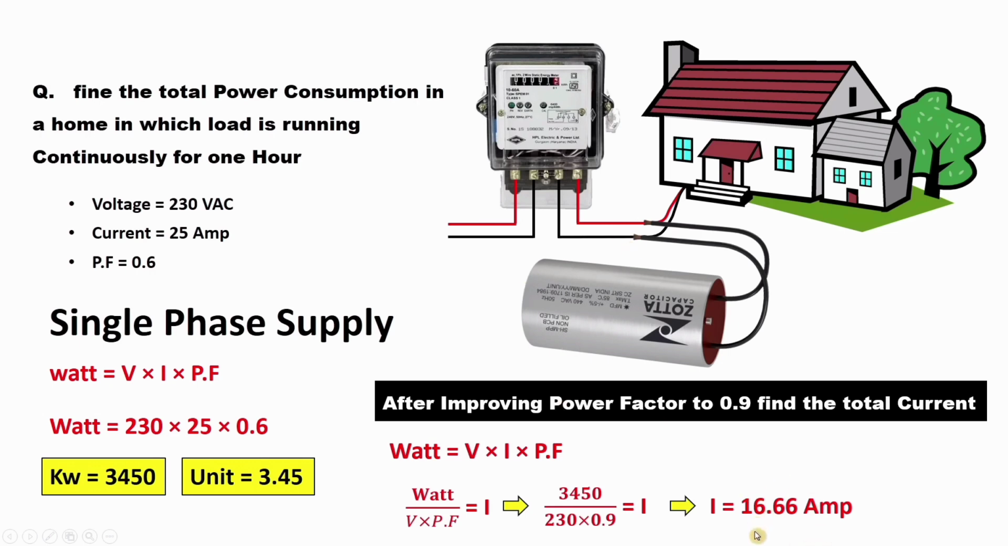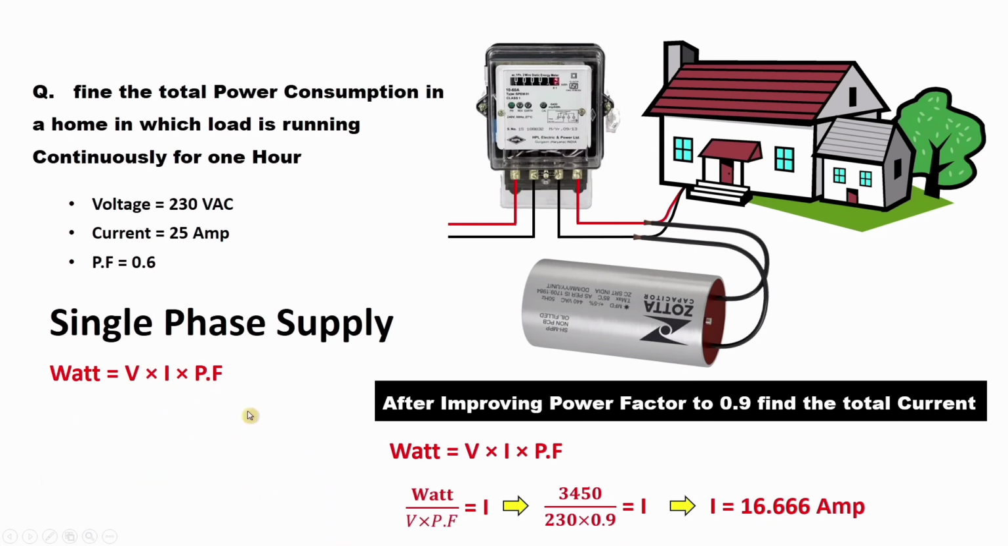Now the question that arises is, if the current in our home is reduced, will the electricity bill also reduce or not? So I have to put this current rating in this formula. If I put all the values in this formula, this equation will come. Voltage is 230 volt, current is 16.666 and power factor is 0.9. When I multiply all these values, the answer comes as 3450. It means whatever power consumption was there earlier, the same power consumption is there now.